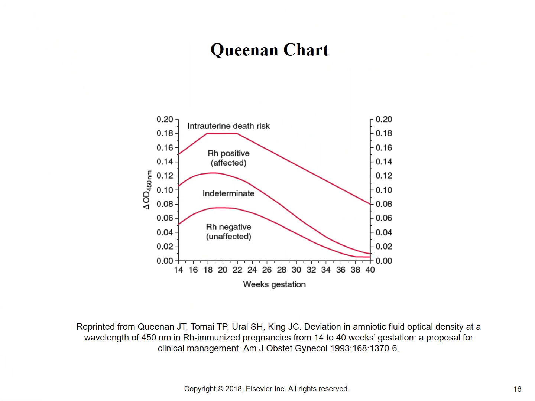One can also use a Queenan chart to determine the risk of hemolysis. Values in the lowest zone indicate either an unaffected or mildly affected fetus. The intermediate and affected zones indicate an increasing severity of fetal anemia, and the uppermost zone indicates a severe hemolytic disease and a high risk for mortality of the infant.